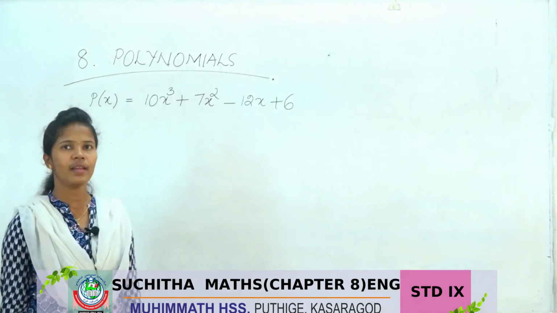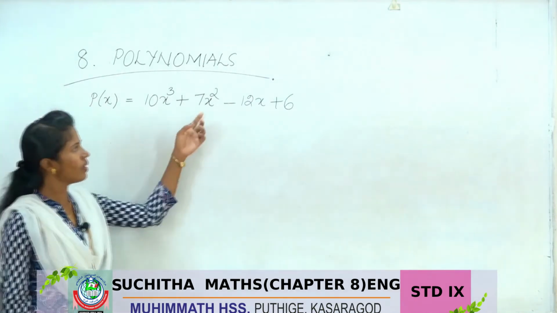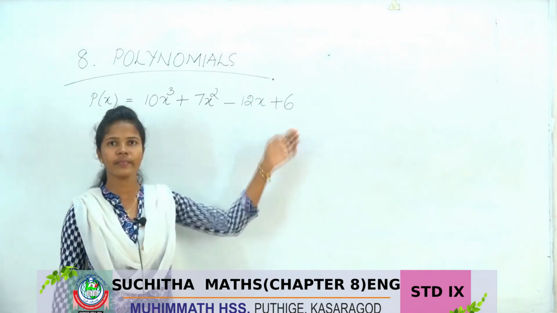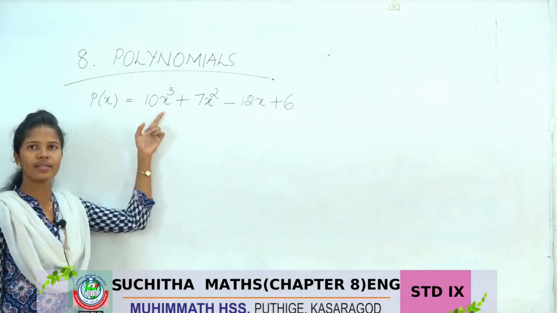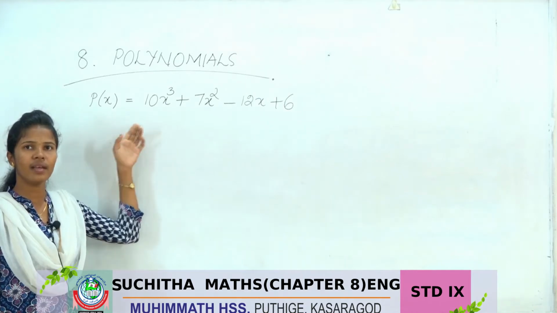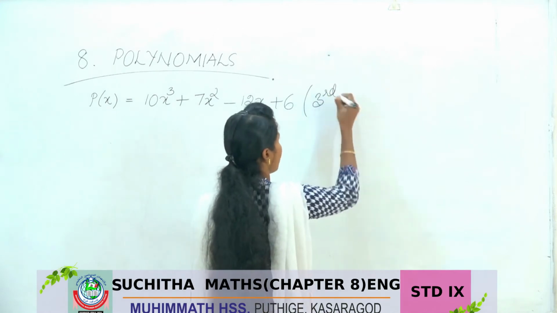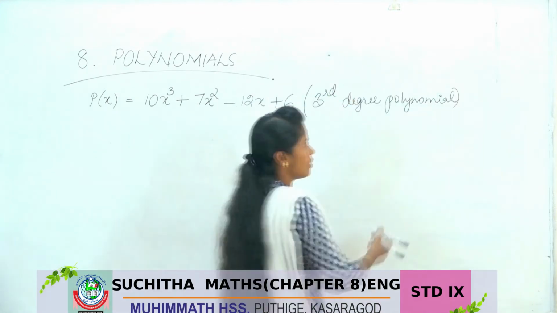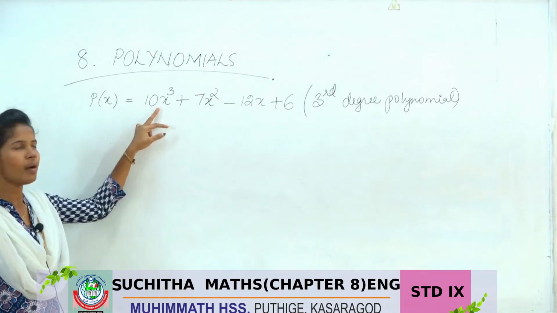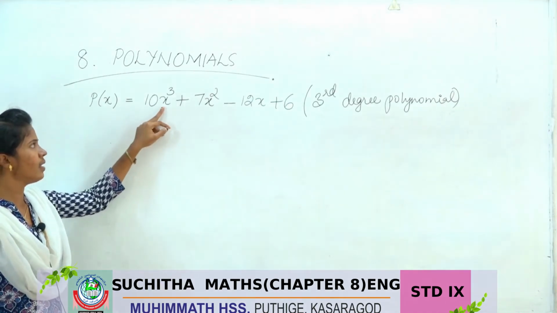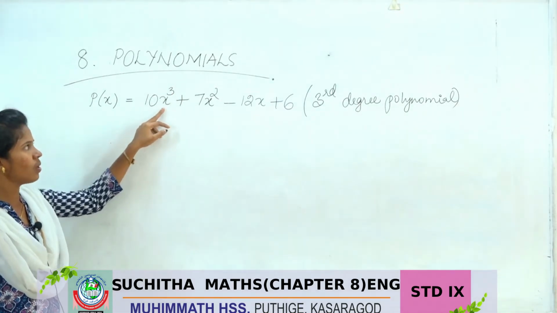Now consider a polynomial p of x equal to 10x cube plus 7x square minus 12x plus 6. What is the degree of this polynomial? Here the highest power of x is 3, therefore this polynomial is a third degree polynomial, isn't it? It is a third degree polynomial. Degree of the polynomial is 3. Now listen, here the number 10 is written with x cube, isn't it? So here 10 is called the coefficient of x cube.